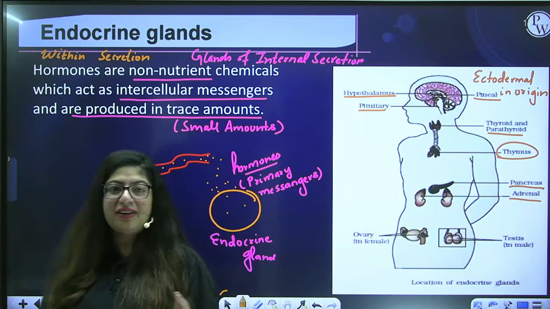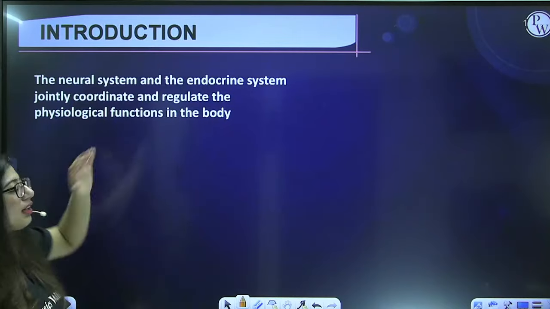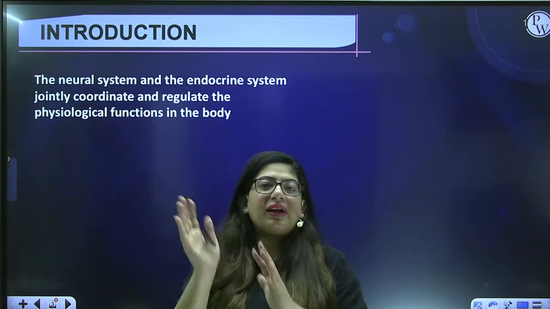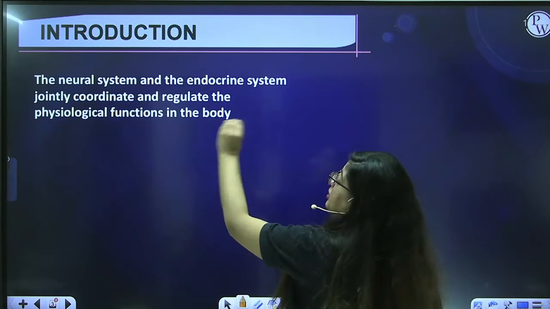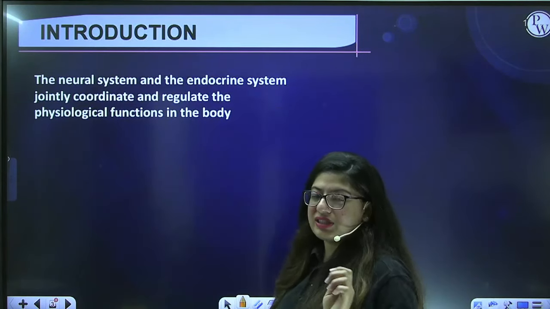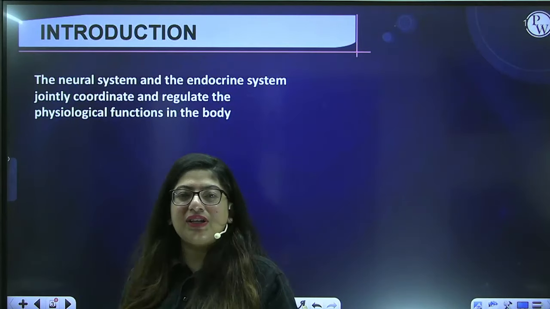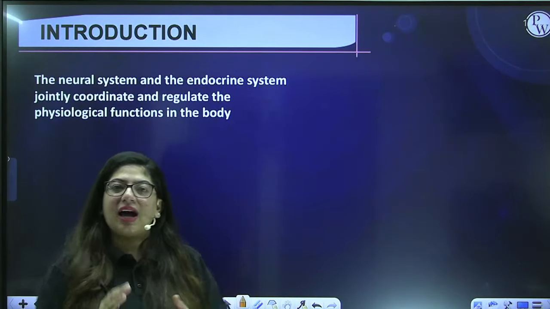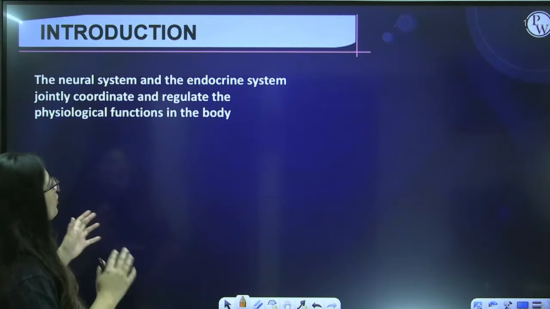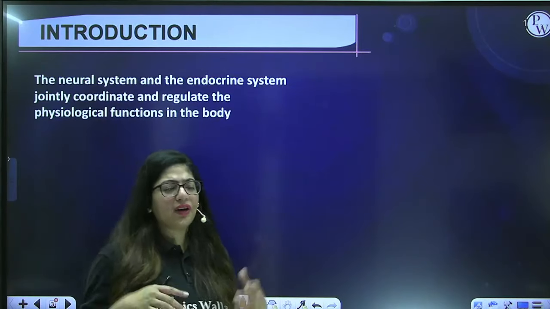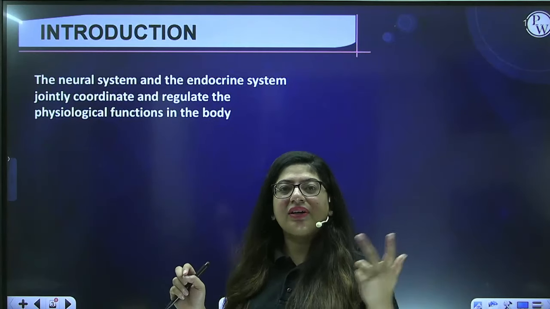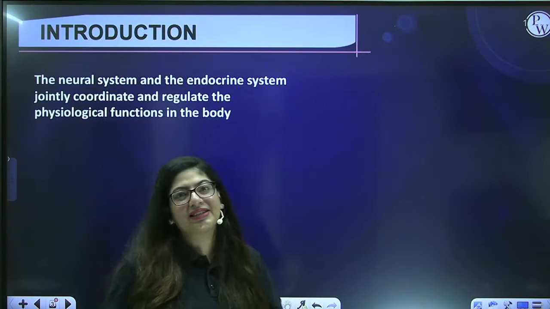So let's get started with the introduction part of this chapter. If you come across the NCERT of this chapter, the first paragraph says that the neural system and the endocrine system jointly coordinate and regulate the physiological functions in the body. So this is what we have discussed just now, that these two systems are basically coordinating all your physiological activities, right? So what's the difference? The common thing is they are coordinating your body activities, that's for sure. But how they are different and how they're controlling the same function differently, let's have a look at that.